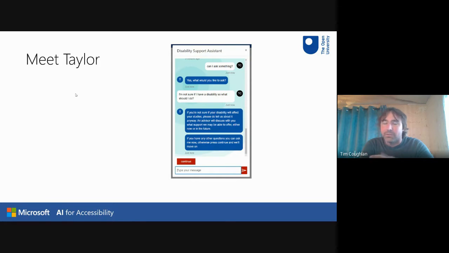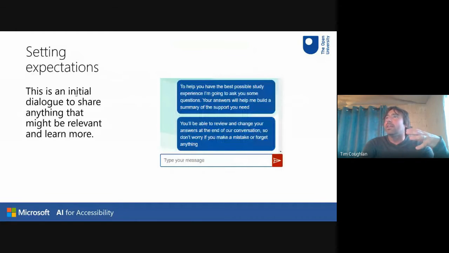But essentially, Taylor is built using Microsoft Azure technologies. Microsoft were sponsoring the project. It starts off by setting the expectations. What is this conversation here to do? It makes it clear that you can change anything you've said later on, trying to allay any concerns that you might say something that then affects the rest of your study life. So we make that very clear. We make it clear it's just an initial stage in the process. It's not like this is going to decide everything about the support you receive.